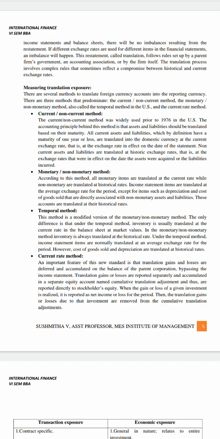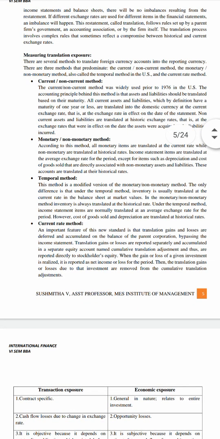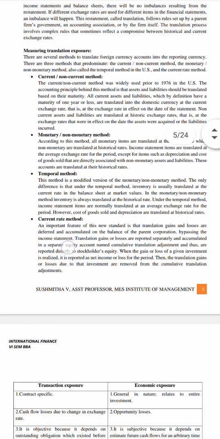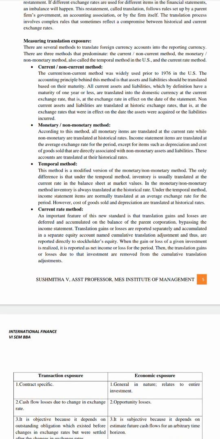current rate method. Current means all the current assets and current liabilities. You people know what current assets and current liabilities are. That is nothing but any asset or liability which has a maturity period of less than 1 year, then we treat that particular asset or liability as a current asset or current liability. So we are going to translate these current assets and current liabilities at the current market rate, and all the rest of the assets and liabilities are translated at historic rate.